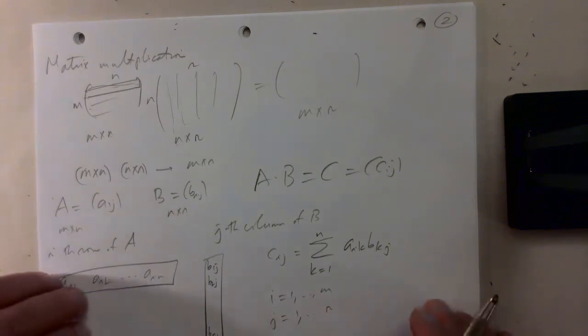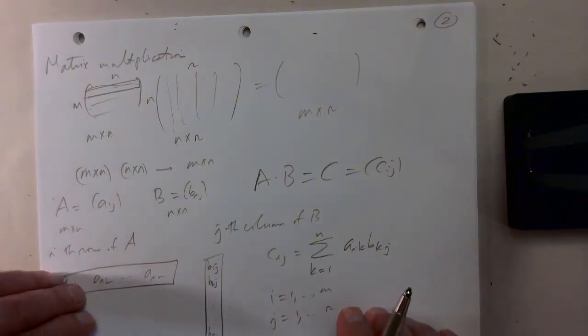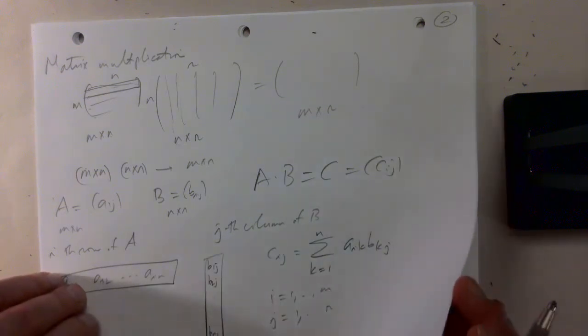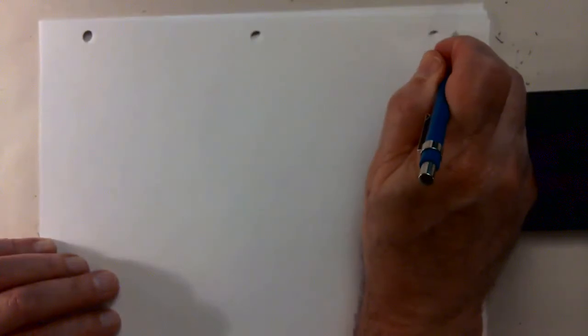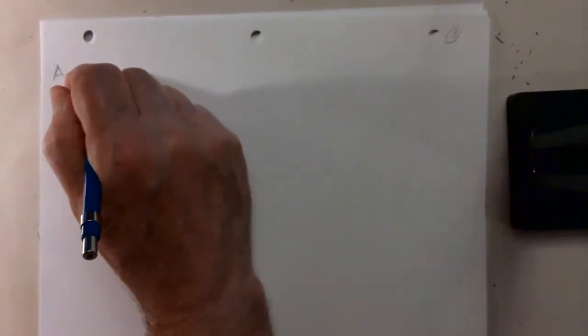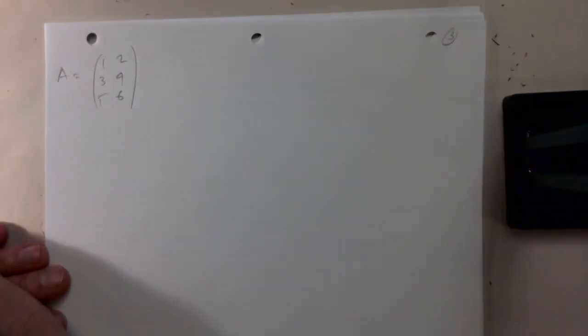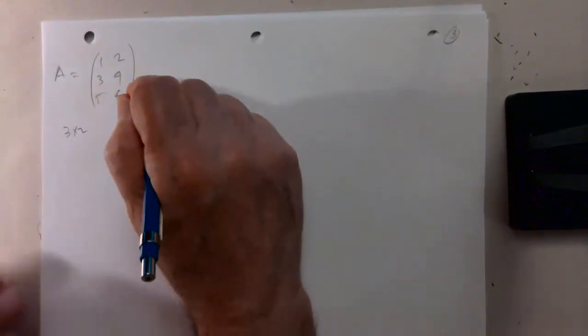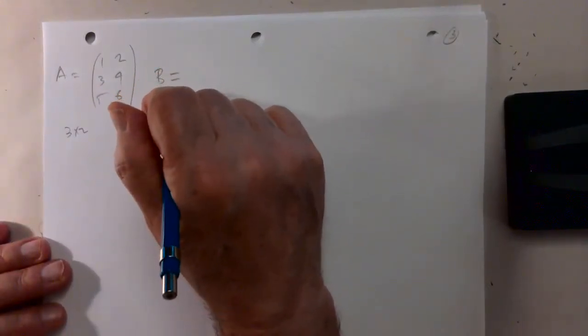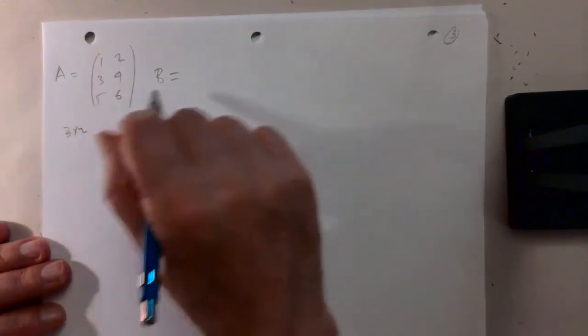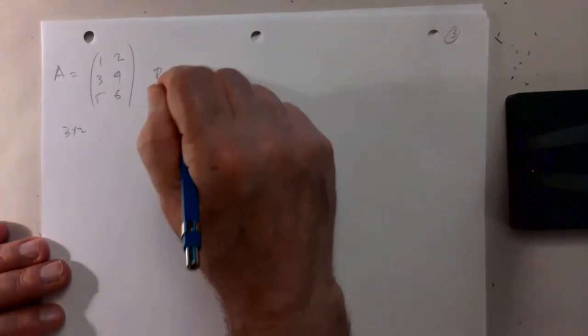So the best way to see this, if you're not familiar with it, is just to compute an example. Suppose A is a 3 by 2 matrix. I'll make it 1, 2, 3, 4, 5, 6. 3 rows, 2 columns. Suppose B has to have the same number of rows as this matrix has columns. So I'll make it a 2 by 3 matrix.